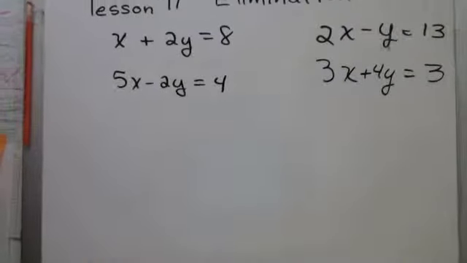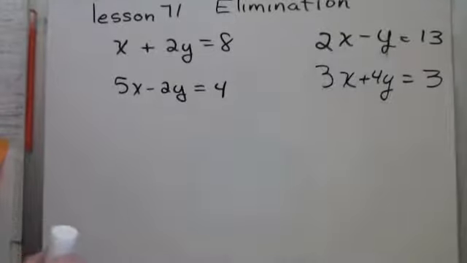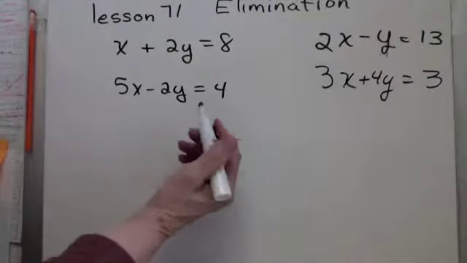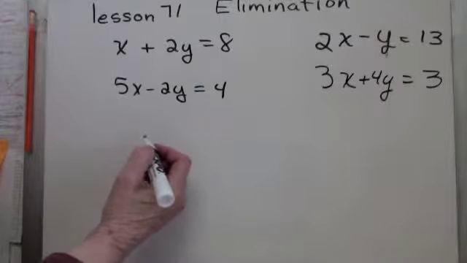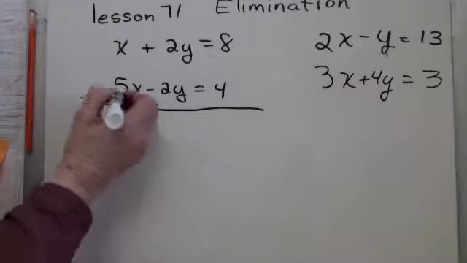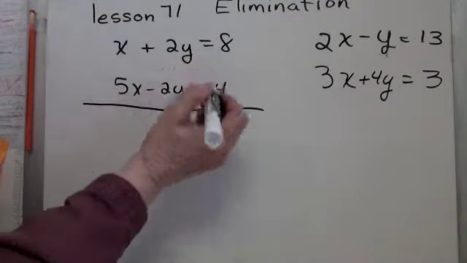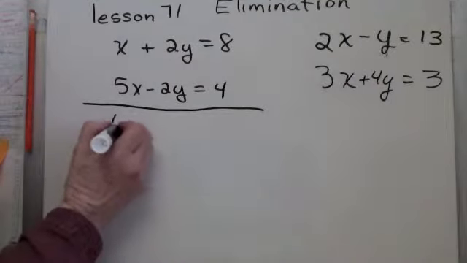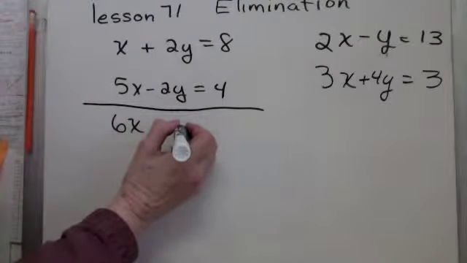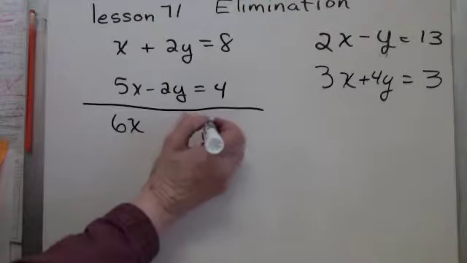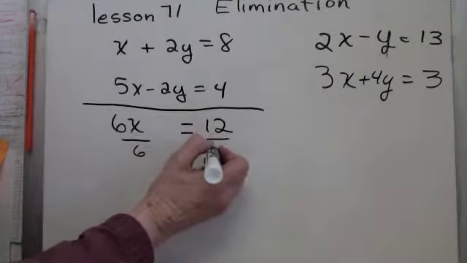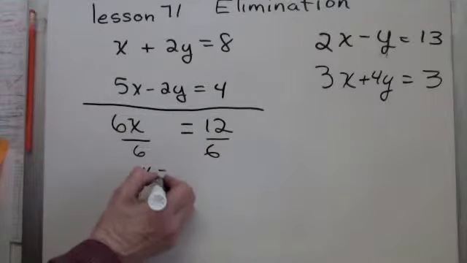All right, this lesson's on what's called elimination, or solving a system by adding or subtracting and getting one of the variables to be eliminated by that process. So if I look at this equation here and I add one equation to the other, I get 6x. The y's cancel out, 0y, I don't have to write that, equals 12. Then I finish solving by dividing by 6, and I get x equals 2.